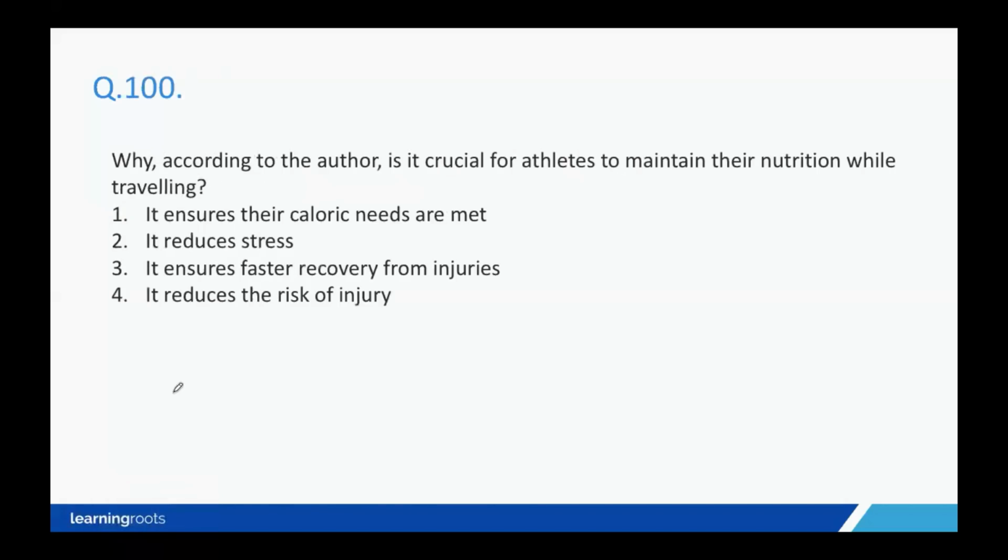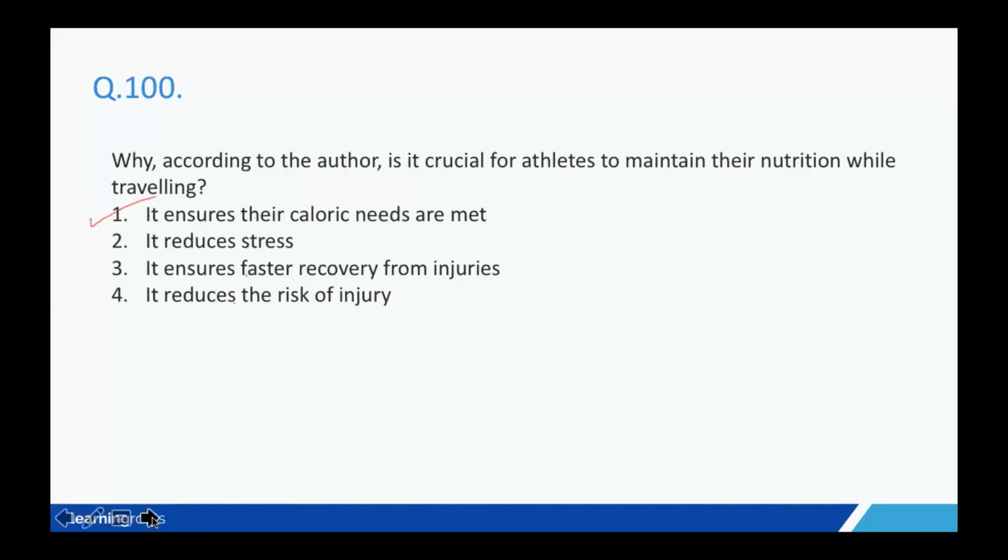And the last one, why, according to the author, is it crucial for athletes to maintain their nutrition while traveling? So it's crucial for athletes to maintain their nutrition while traveling because what does it do? Does it reduce stress? Not really. It ensures faster recovery? Not really. It reduces the risk of injury? Not really. It ensures that their caloric needs are met. Right? So 1 has to be the answer in this case. So again, present in the last paragraph of the passage. Right? So that completes the 100 questions.